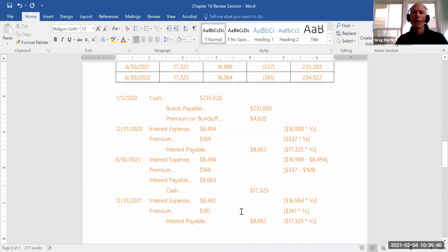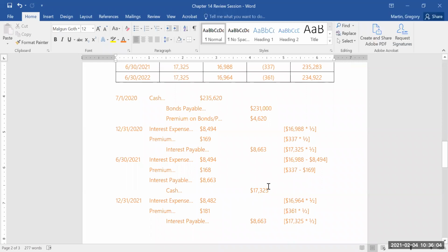So then if we kept going on June 30th, 2022, we'd have a payment. We accrue at the end of 2022, and on we would go until the bond matures. Does that make sense? Yes. Perfect.